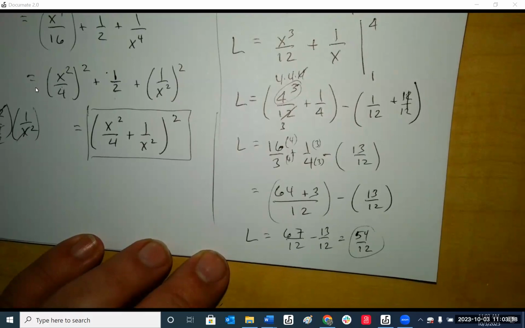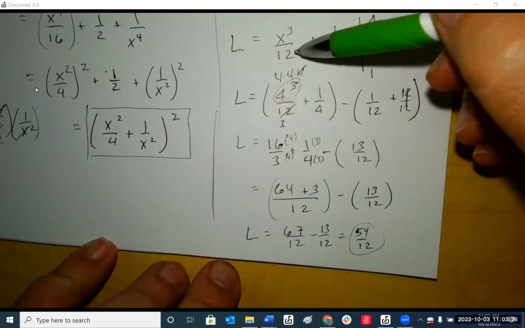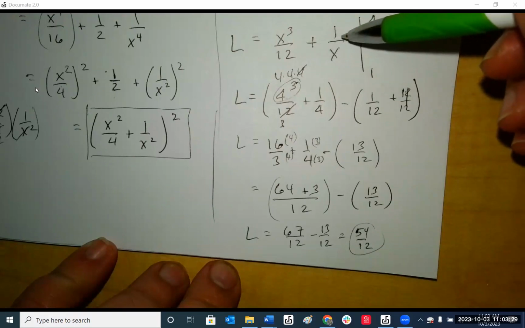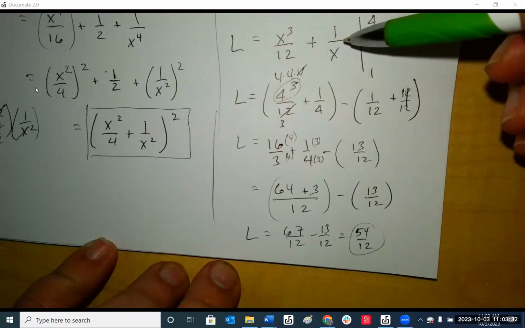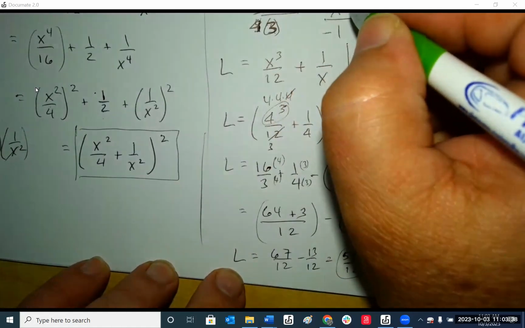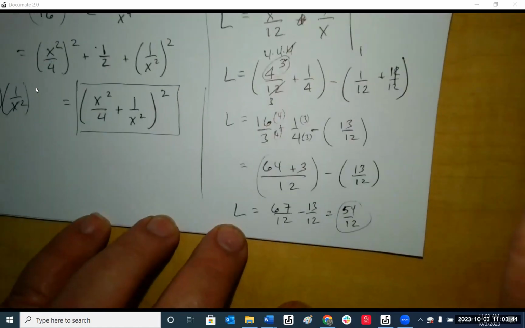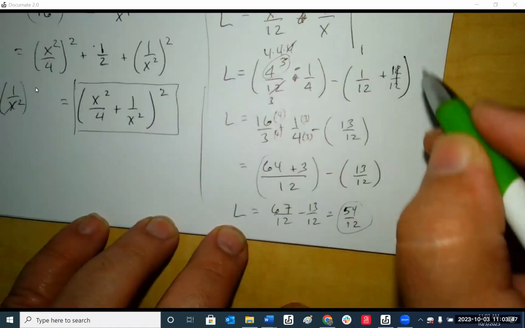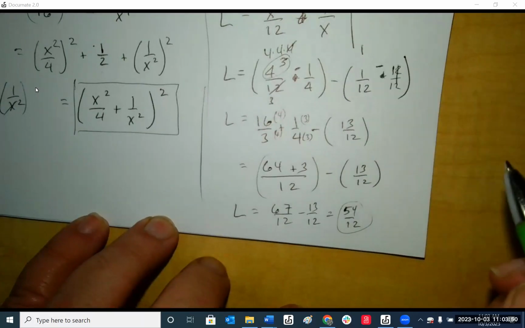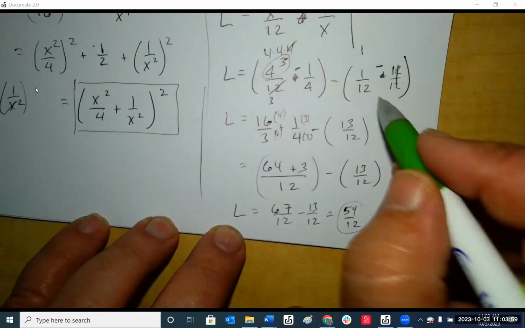Okay, that number doesn't look right. So we have x cubed over 12. That's where it was. It should have been minus.